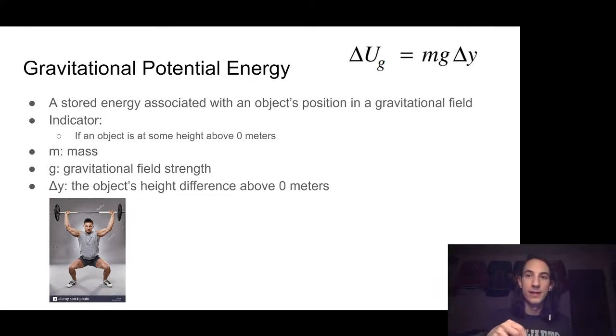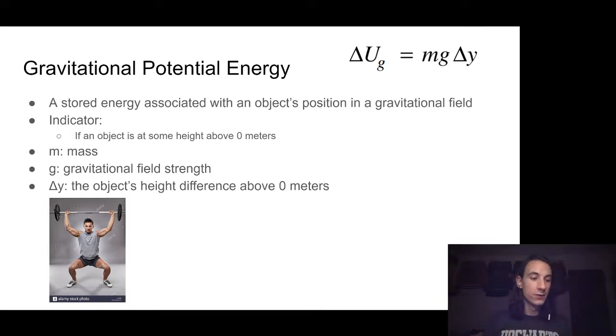So our equation for that is mg times delta y, where m is mass, g is the gravitational field strength. So if we're talking about Earth, we can call it 9.8. And then this delta y is the object's height difference above 0 meters. And the reason they call it delta y, which was confusing when we learned it the first time, is it's saying how different is it from some reference point? What's its height above something?